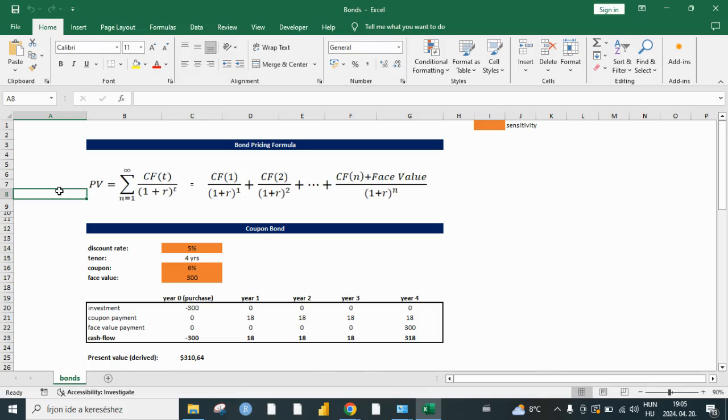So welcome back everybody. Now let's see your Excel model concerning our bond. Here in the beginning in the third row you can see that I wrote that it's the bond pricing formula. And why is it important?